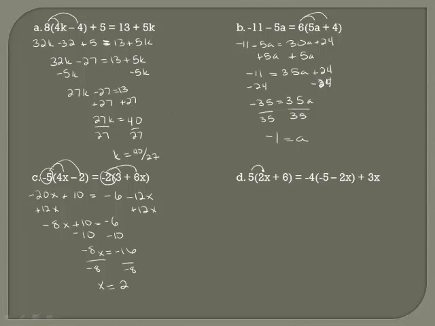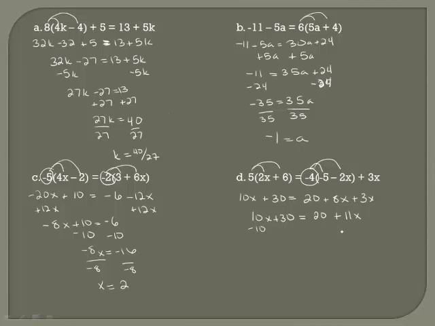And then finally I have two distributions, one of which has a negative. 5 times 2 is 10. 5 times 6 is 30. Negative 4 times negative 5 is positive 20. Negative 4 times negative 2 is positive 8. Combine like terms. There are none on the left, but on the right I have 8 plus 3, so that's 11x.